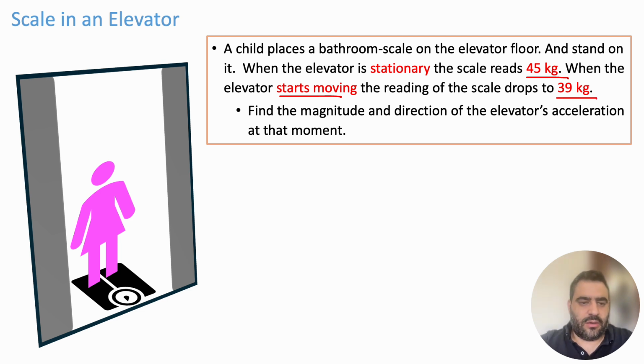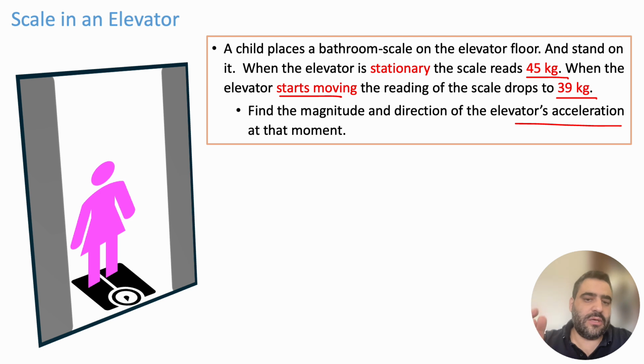So we have a child, she's standing on a scale inside the elevator cabin. When the elevator is stationary, there is nothing moving, then the reading of the scale is 45 kilogram. While when the elevator starts moving, at the beginning of the movement, the reading of the scale changes and it reads 39 kilogram. So the question is, find the magnitude and the direction of the elevator's acceleration at that moment. So we are looking for the elevator's acceleration.